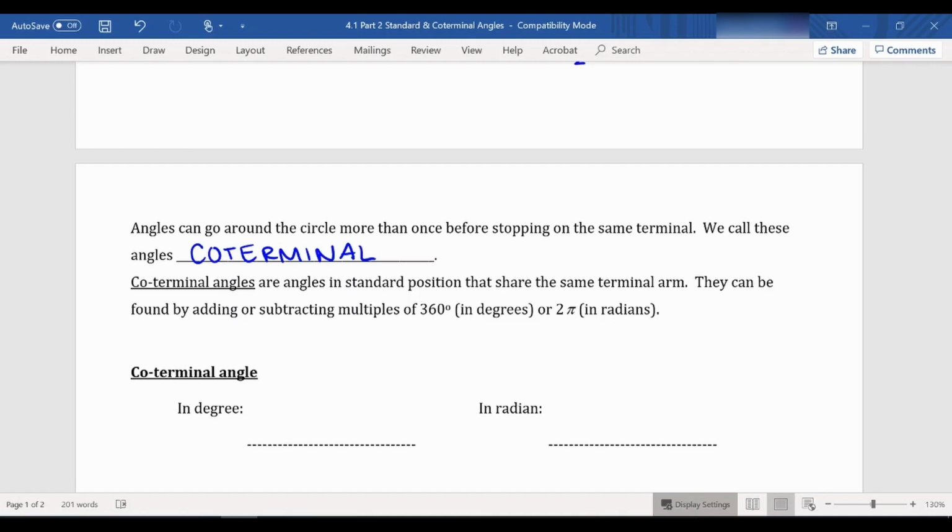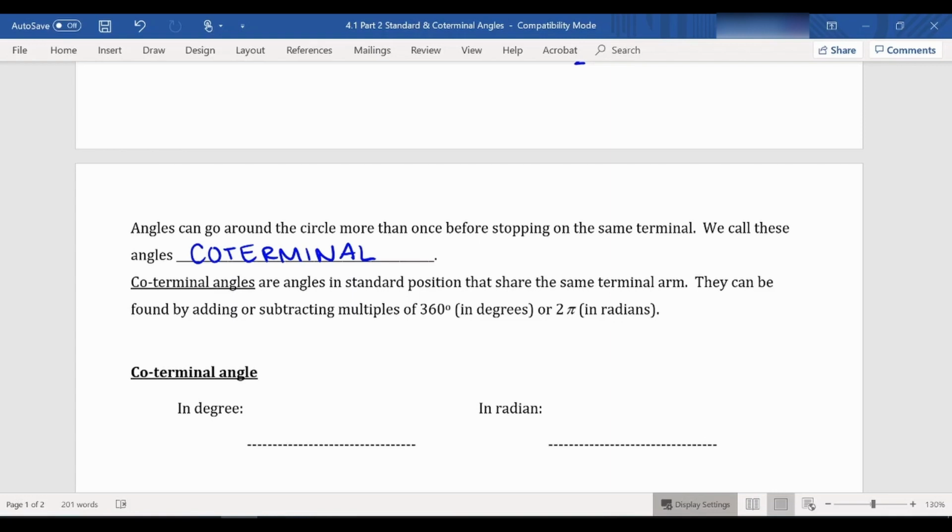These can be found by adding or subtracting multiples of 360. If I subtract 360, that would be like going around the circle one less time. If I add 360, that would be like going around one more time. If I add 360 10 times, that's like going around the circle 10 more times. We would also use 2 pi if we were talking about an angle in radians. So you need to be careful. If I have a radian angle, I shouldn't be adding or subtracting 360. I should be adding or subtracting 2 pi.